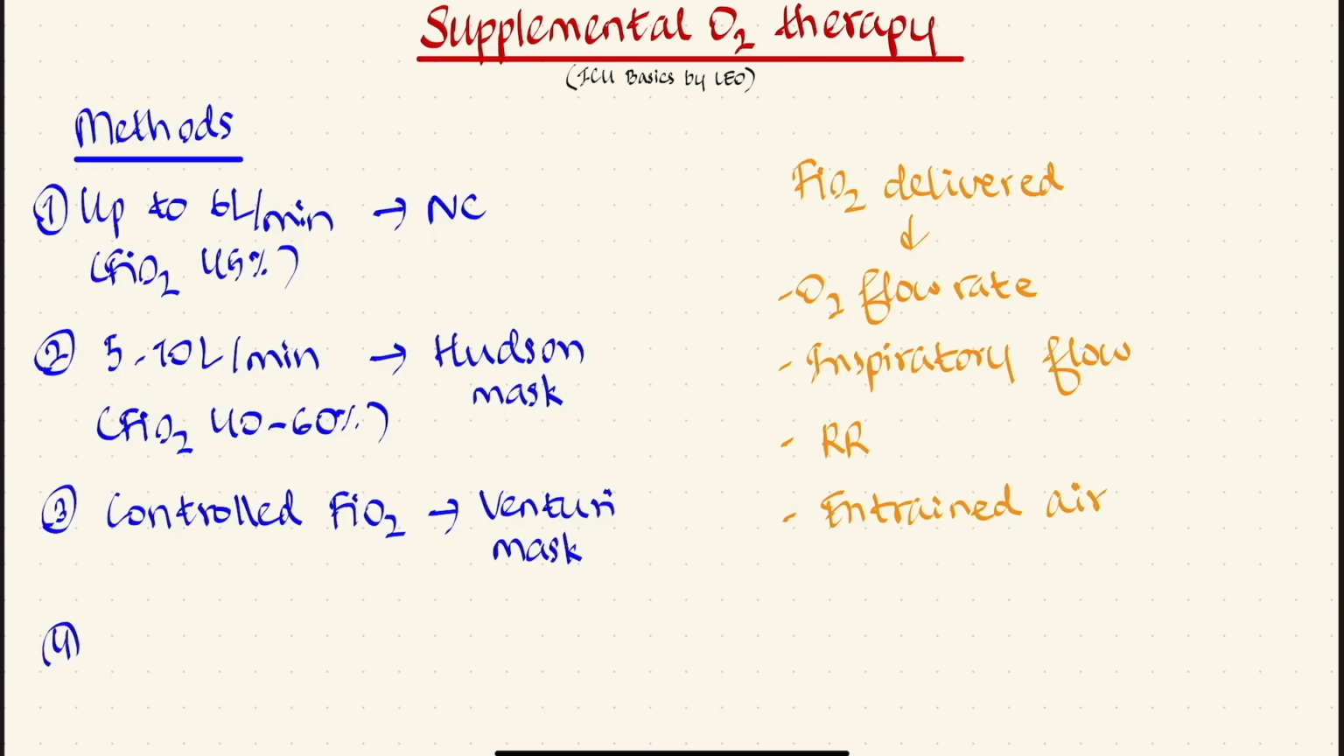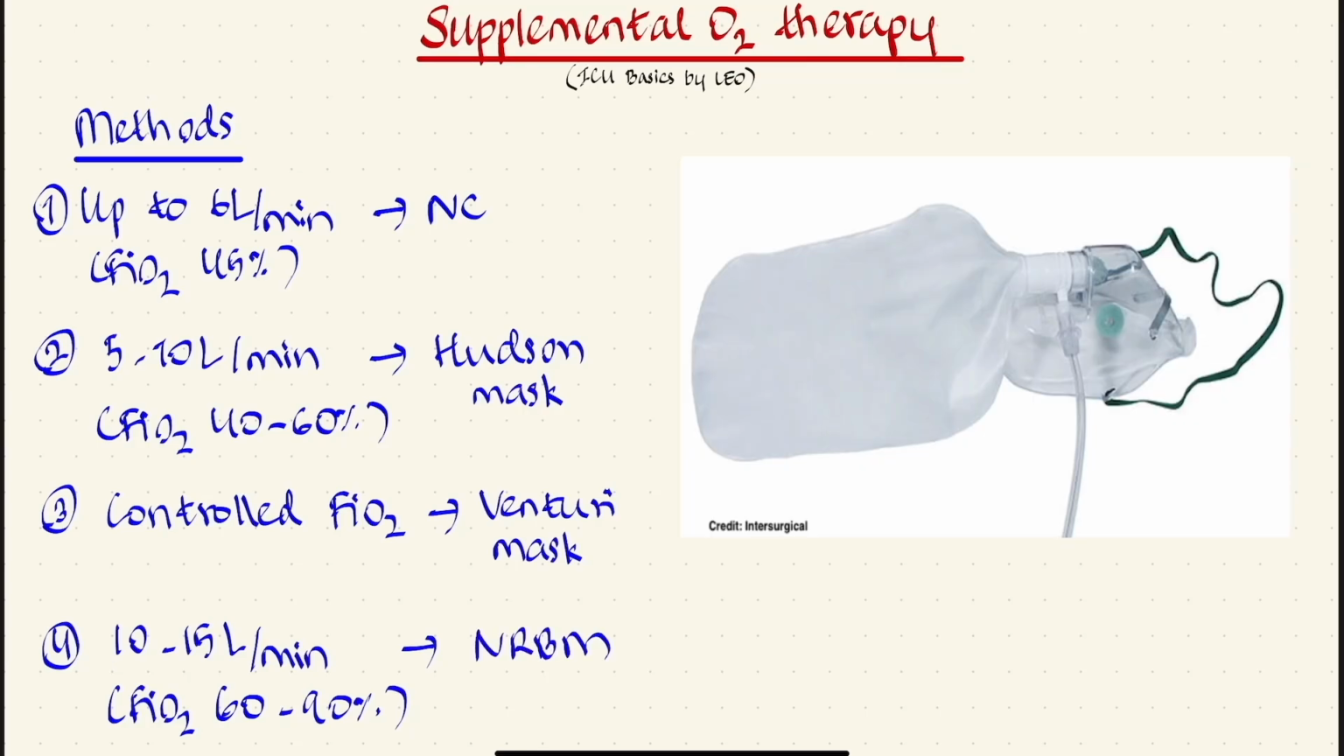In emergency or trauma patients, non-rebreather mask with reservoir bag should be used to give high-flow oxygen with 10 to 15 liters per minute, which is FiO2 around 60 to 90%. The bag acts as reservoir of 100% oxygen, overcoming the entrainment problem.